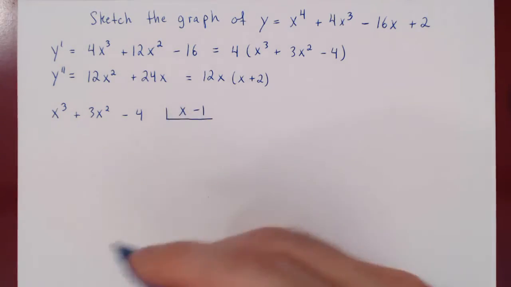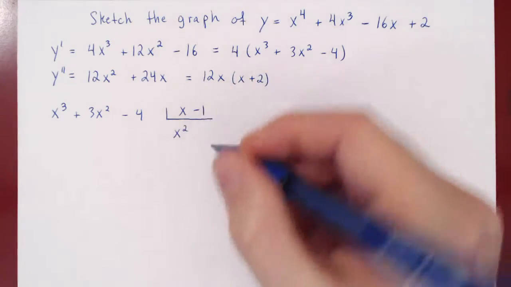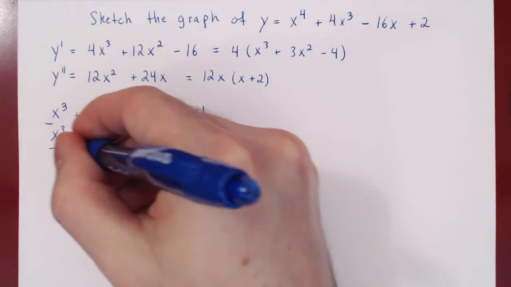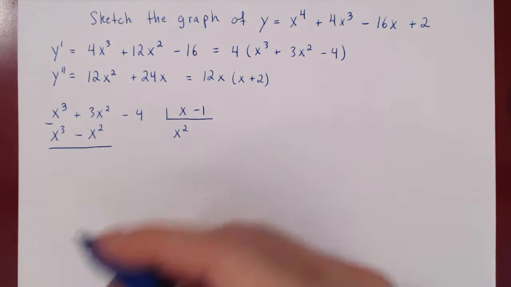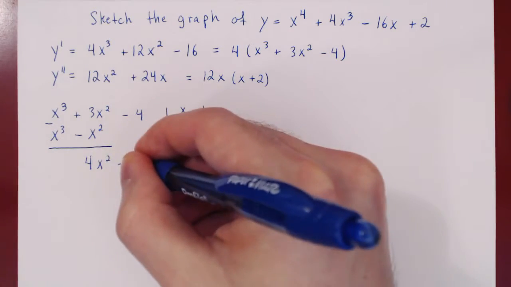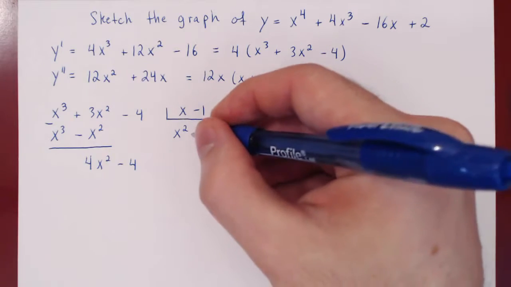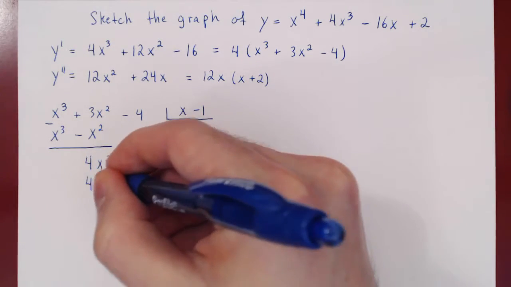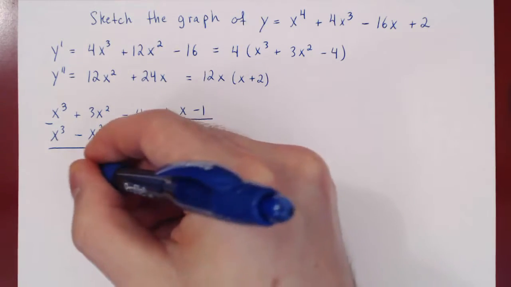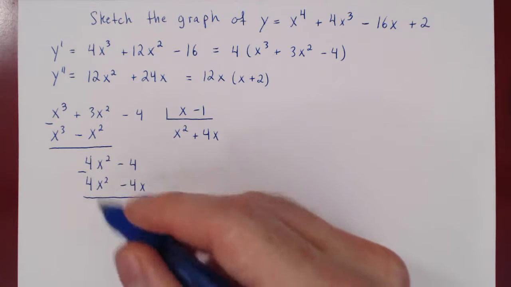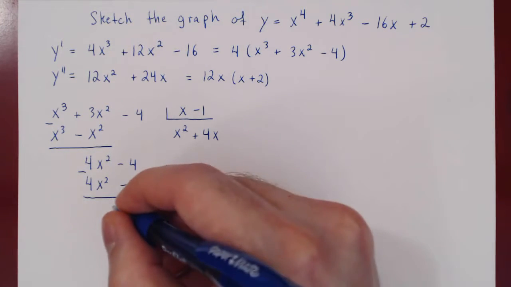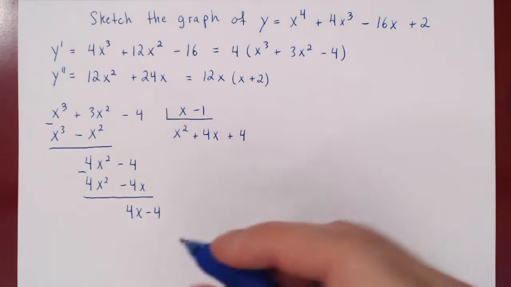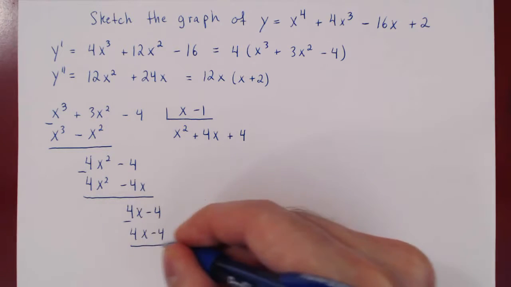So, x squared times x is x cubed. Multiply by x minus 1, and you get x cubed minus x squared. Subtract. This cancels, and you're left with 3x squared minus negative x squared, so 4x squared, minus 4. Now you repeat. 4x times x is 4x squared. Multiply through, you get 4x squared minus 4x. Subtract. 4x squared minus itself is 0. Negative negative gives a positive 4x, minus 4. Plus 4 times x is 4x. 4 times negative 1, negative 4. Subtract and you get 0.